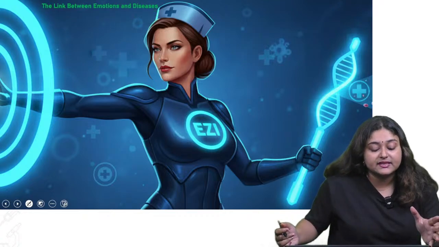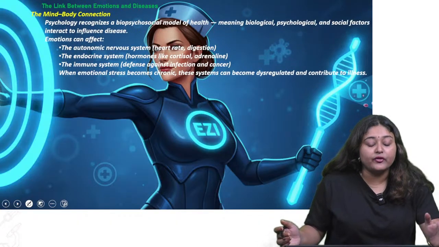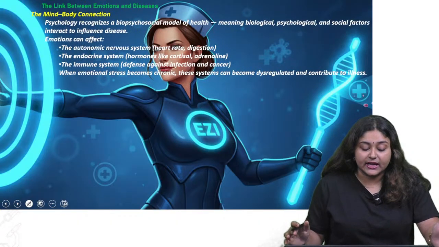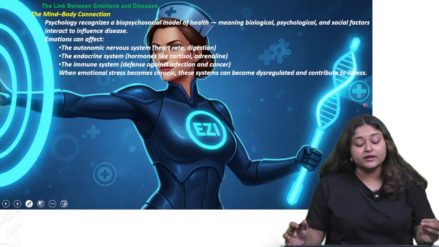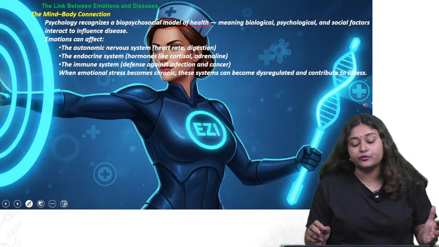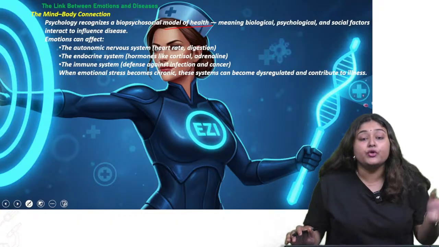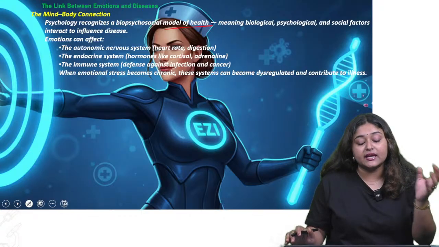Now come to the next topic, the links between emotions and disease. What are the links? First is the mind-body connection. Psychology recognizes the biopsychosocial model of health, which means biological, psychological as well as social factors interact to influence disease.